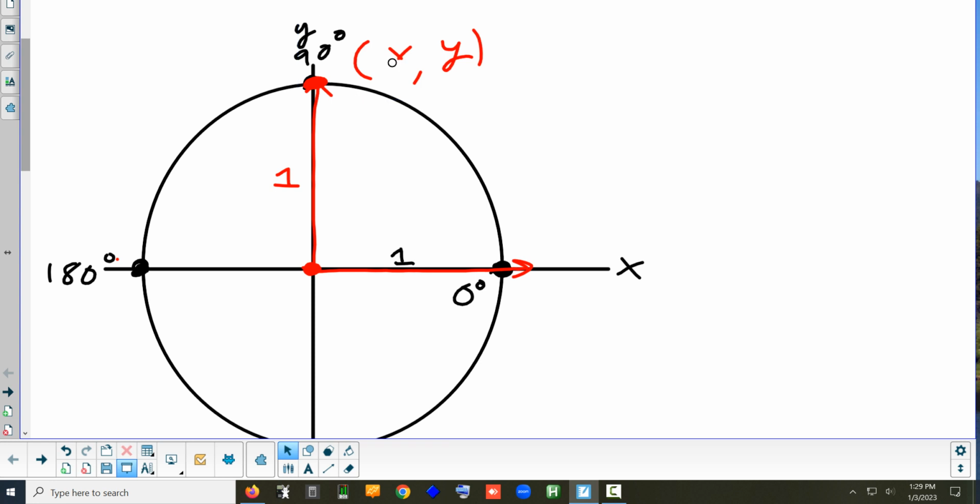So what do you think the coordinate is to get to 90 degrees? Yep, 0, 1. And that is always the coordinate for 90 degrees. That never changes. The x is 0, the y is 1.